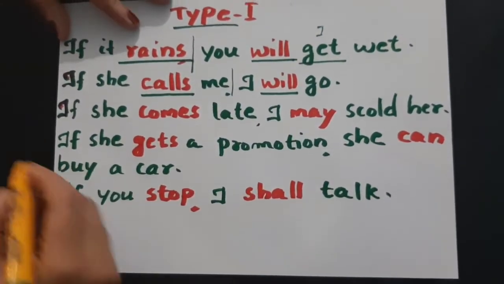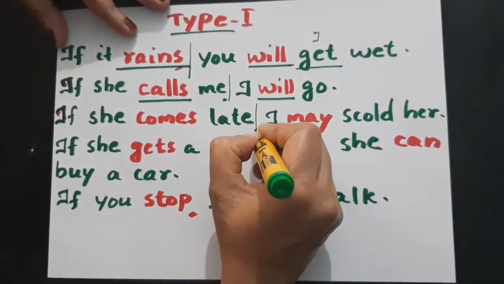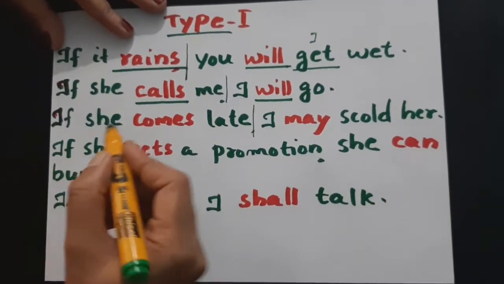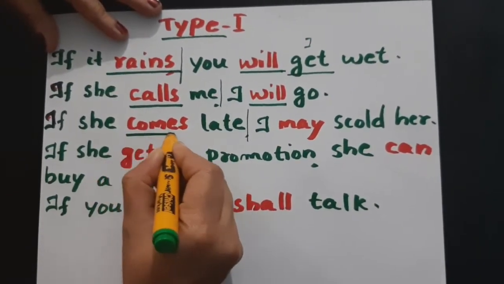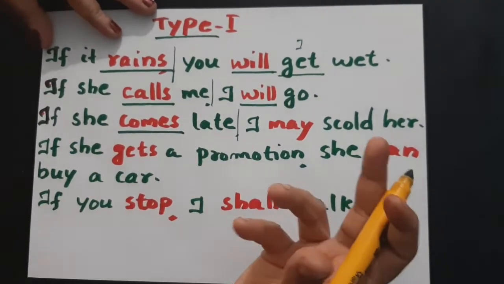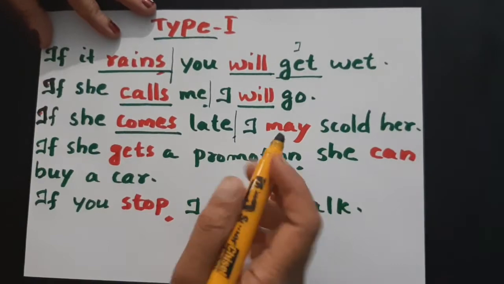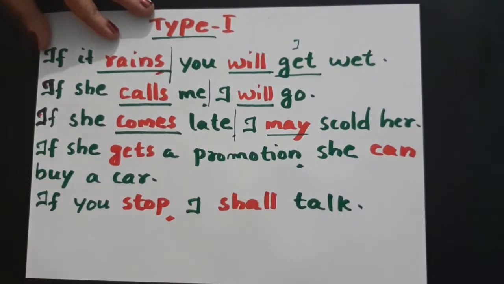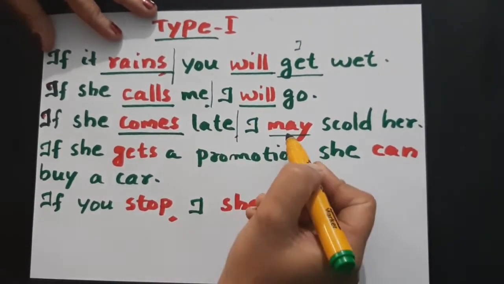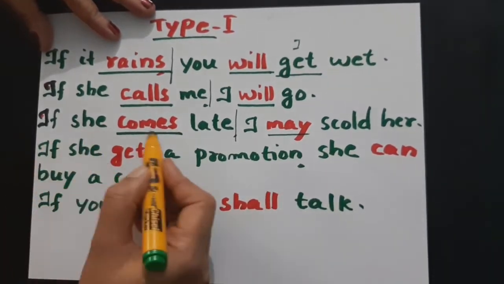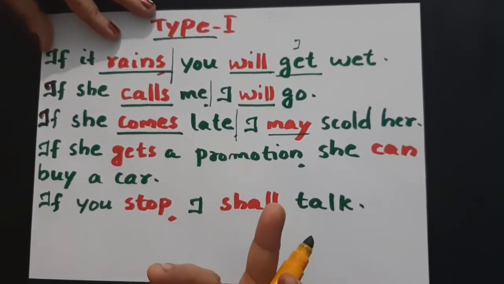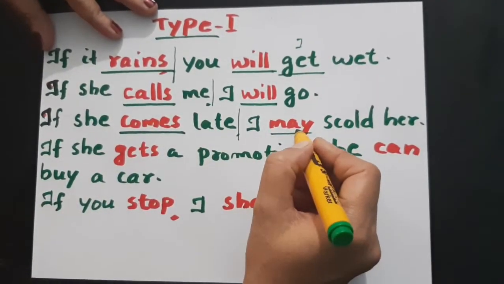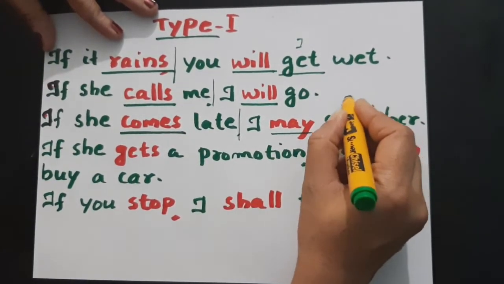Come to the next example. If she comes late, if clause, I may scold her. That is the result clause. So if she comes late, verb in the present form. So what is the result of that? There is a possibility. I may scold her. Here we used may. Here you had will, here you used may. If she comes late, there is a possibility. What's the possibility? I may scold her. Following the subject, you used may here plus the first form of the verb.